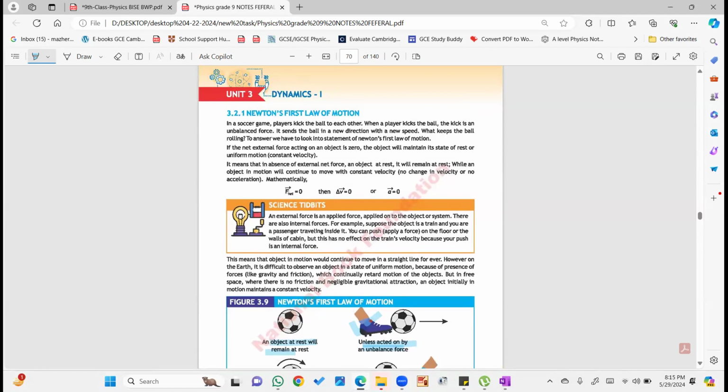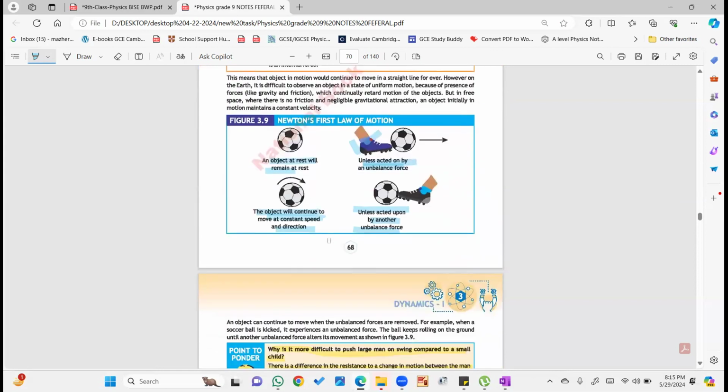And if the resultant force is zero, change in velocity would be zero and acceleration would be zero. It means that in the absence of external force, an object at rest will remain at rest, while an object in motion will continue to move with constant velocity. No change in velocity or acceleration. उन्होंने basically यहाँ बताया.